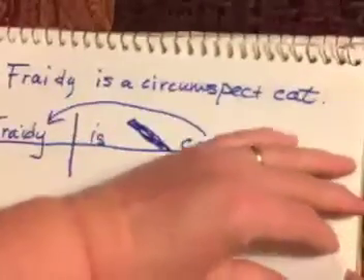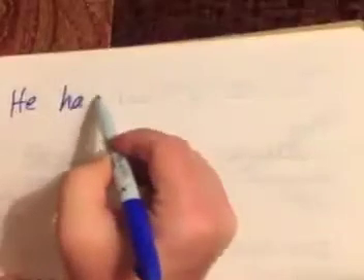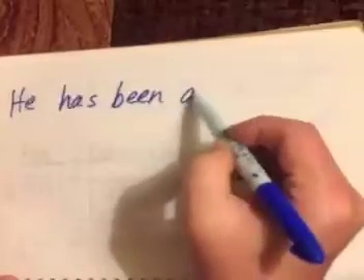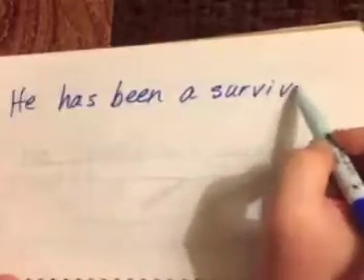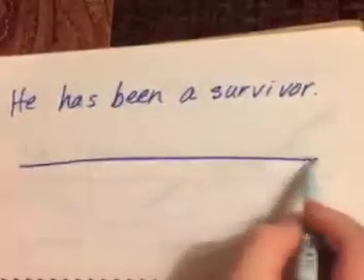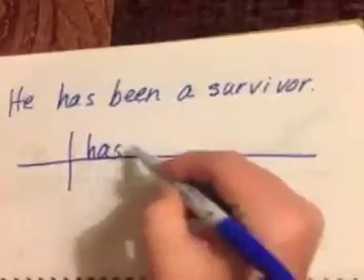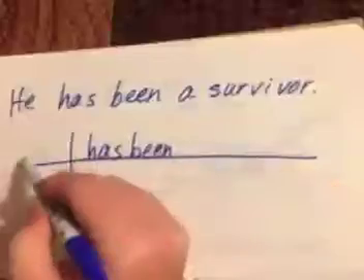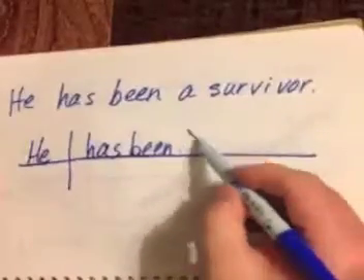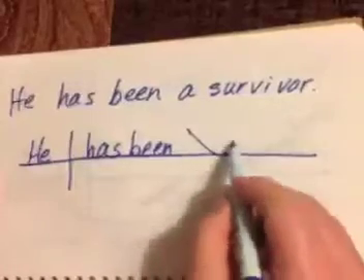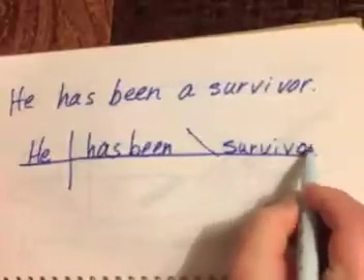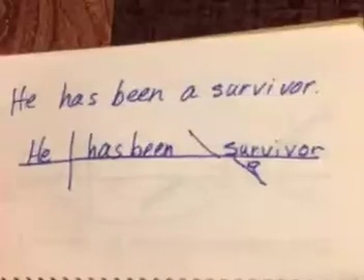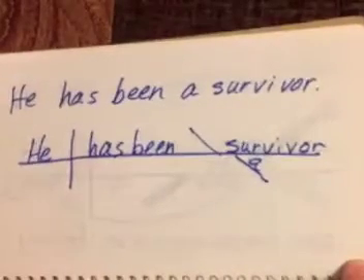Let's flip again. He has been a survivor. What's happening? Has been. Who has been? He has been. He has been what? This is a subject completer. And we don't have an adjective here, we just have an article. He has been a survivor.